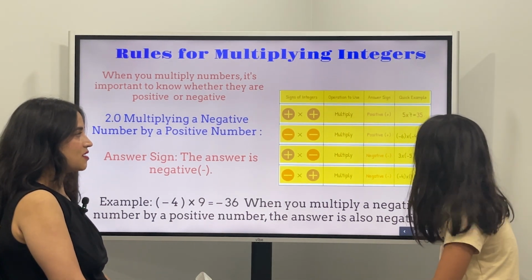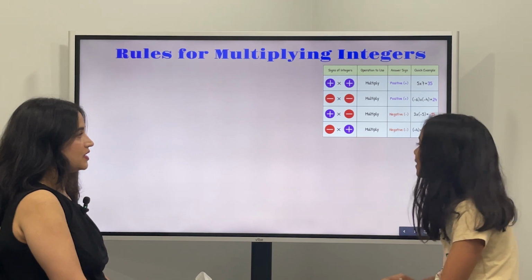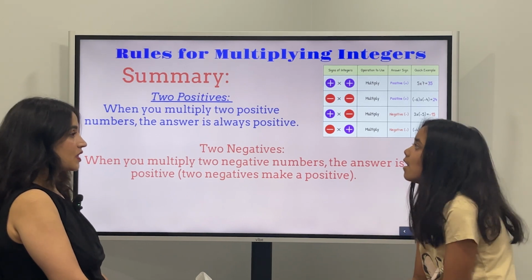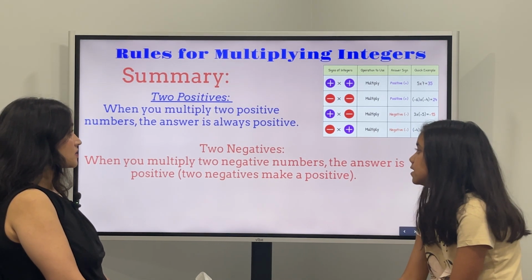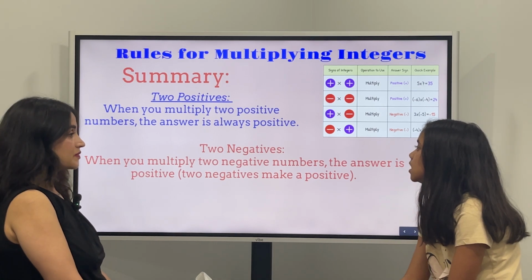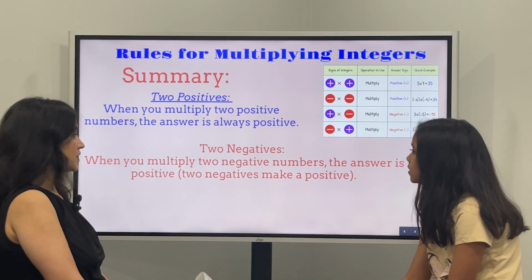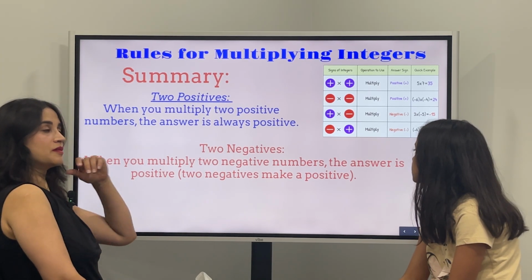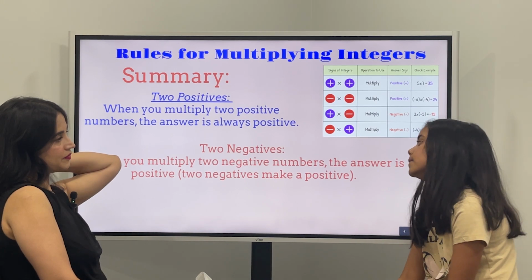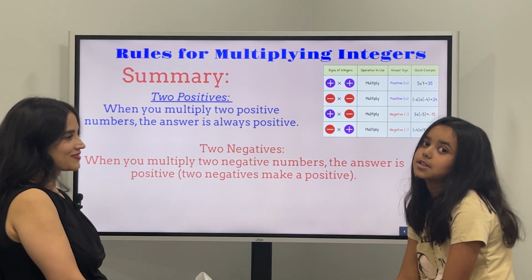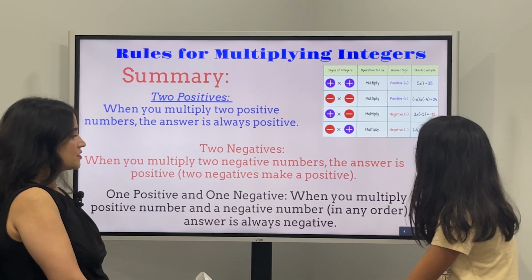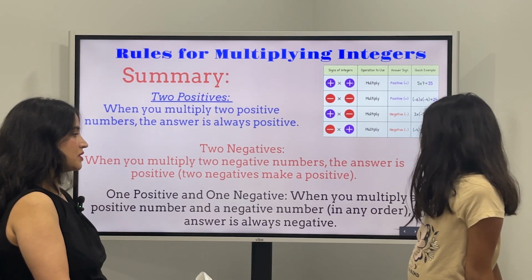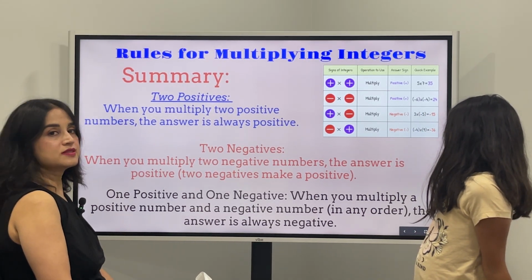So what is the summary, Lina? What we learned: when you multiply two positive numbers, the answer will always be positive. When you multiply two negative numbers, the answer will always be positive. Two negatives make a positive. When you multiply a positive number and a negative number in any order, the answer is always negative.